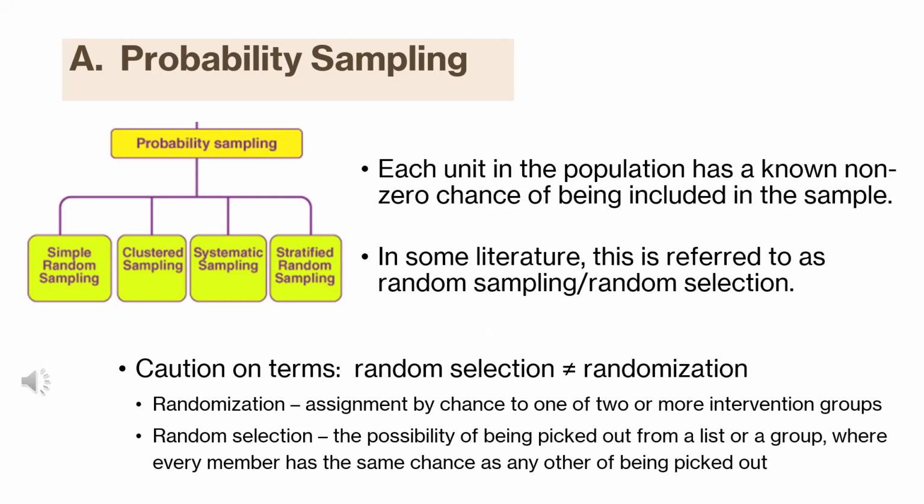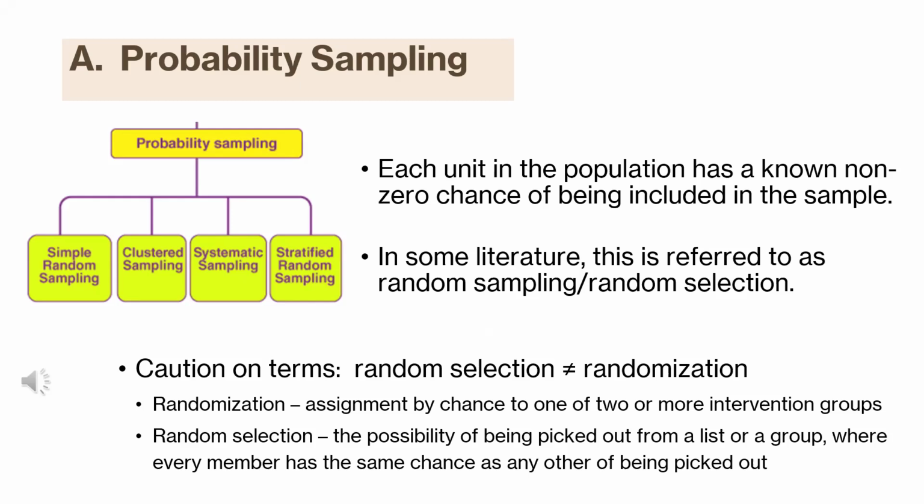At this point, let me just introduce this tip on caution on the terms used. Random selection versus randomization. The two terms are not equivalent, because randomization, that thing you see in randomized controlled trials, which are in nature experimental, is the assignment by chance to one of two or more intervention groups. So, assignment of treatment ito by chance.